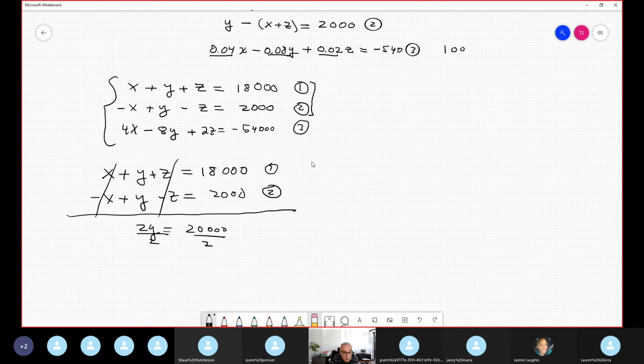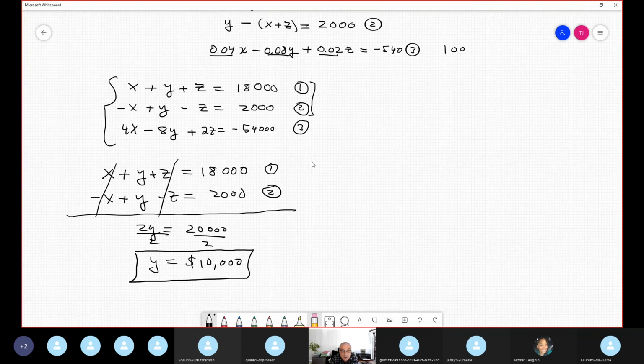Divided by 2, 10,000. 10,000 was the money that Janet invested in the aggressive mutual fund that has 8%. And what about the rest? Well, the rest, plugging in. But plugging in where? For example, in equation 3. You select either equation, the easier equation. What is the easier equation? Because I have only one variable known, I plug it into the third equation.